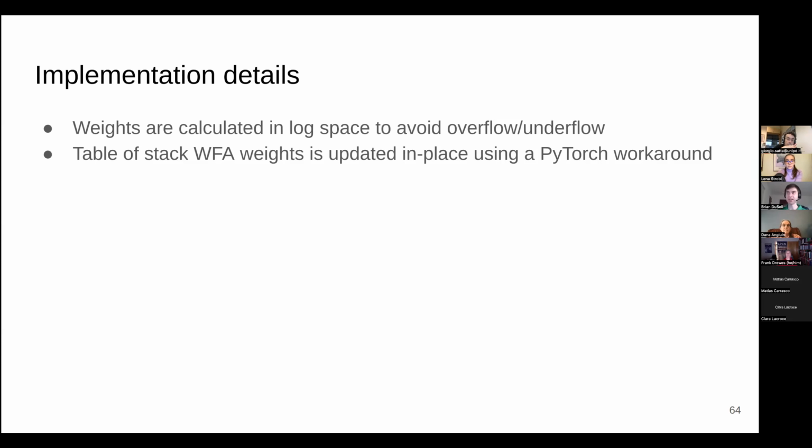The other detail is that we had to come up with a way to convince PyTorch to update the table of stacked WFA weights in place. We allocate one tensor at the beginning, and then we update it incrementally column by column. If we used PyTorch's suggested behavior, we would end up with n to the fourth space and time complexity, because it would be making copies of the whole table at every time step. So we came up with a way to convince PyTorch to do things in place while still being correct mathematically, and that got us down to the optimal space complexity.